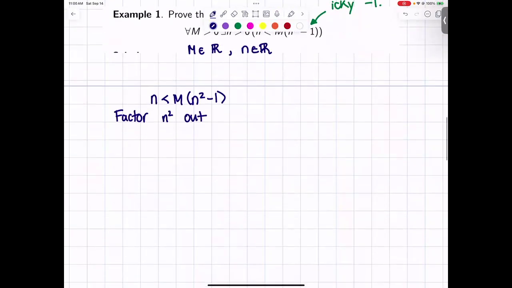So what are we going to do? We're going to factor it out. That means we end up with n less than, take out that n squared. This allows us to shift that 1 to the other side. And now we do this.